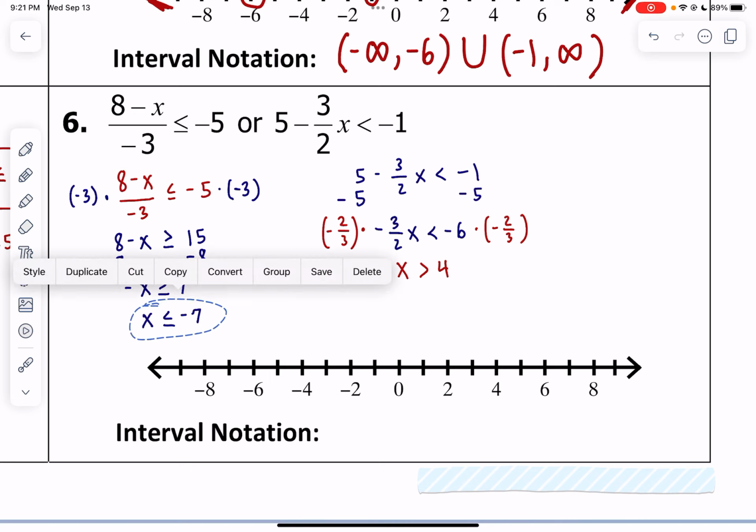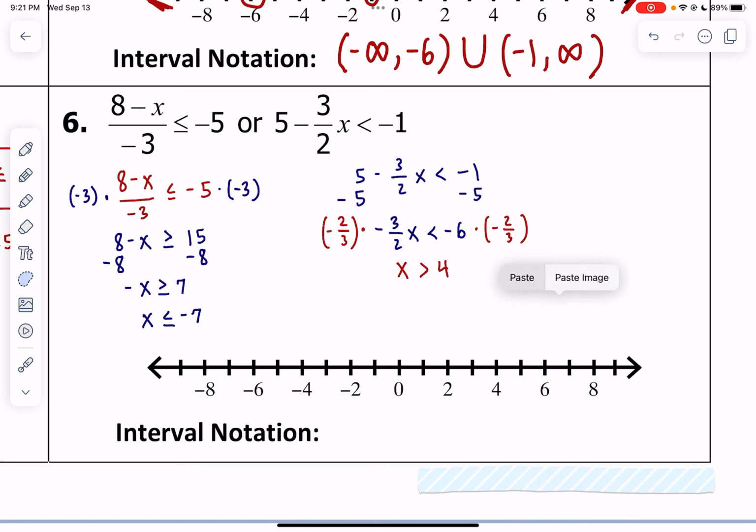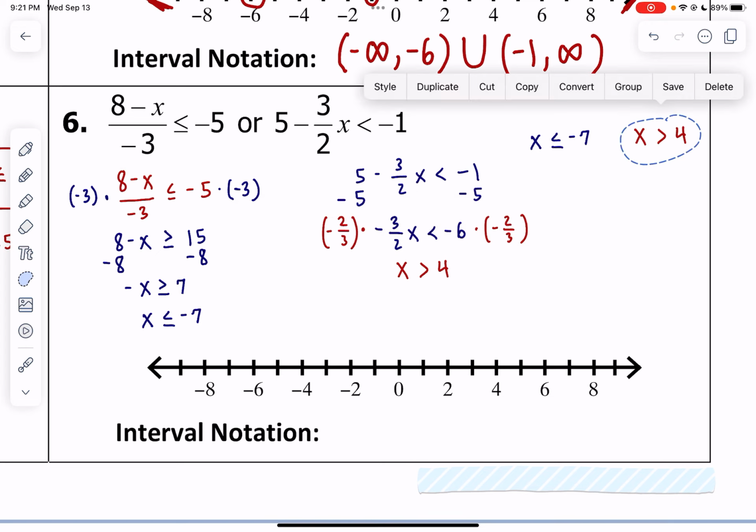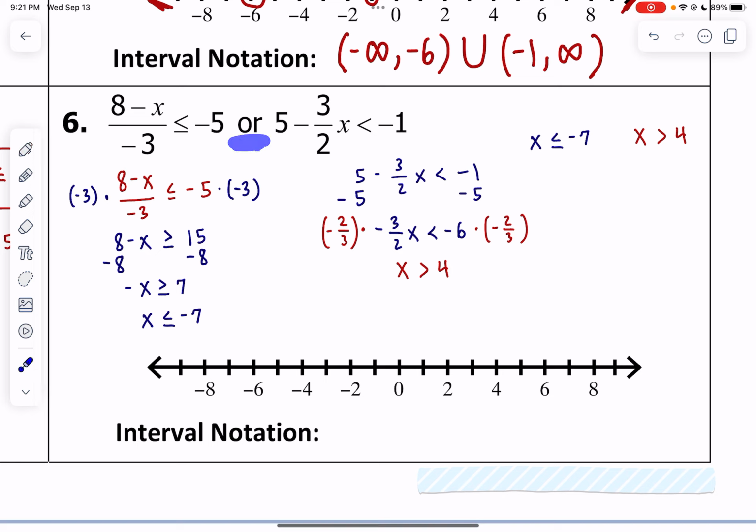I'm just going to copy this. I'm going to put it up here, and then I'm going to put the other one side by side. And since we're dealing with the or compound inequality, we'll write or here. So that should be your answer to the first part of the question.